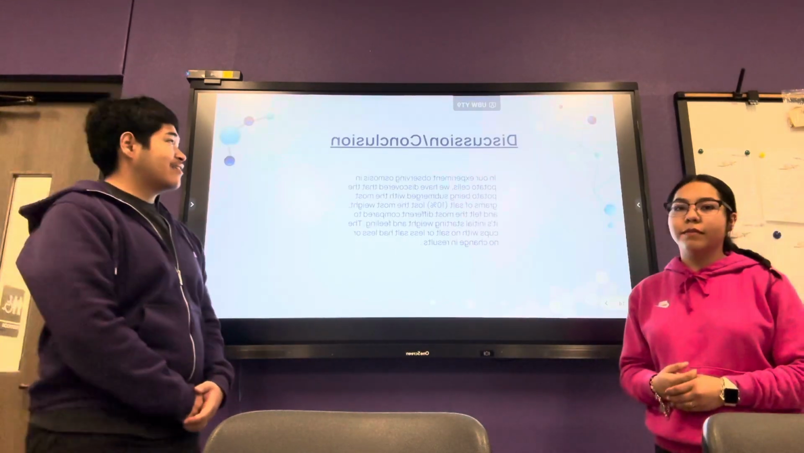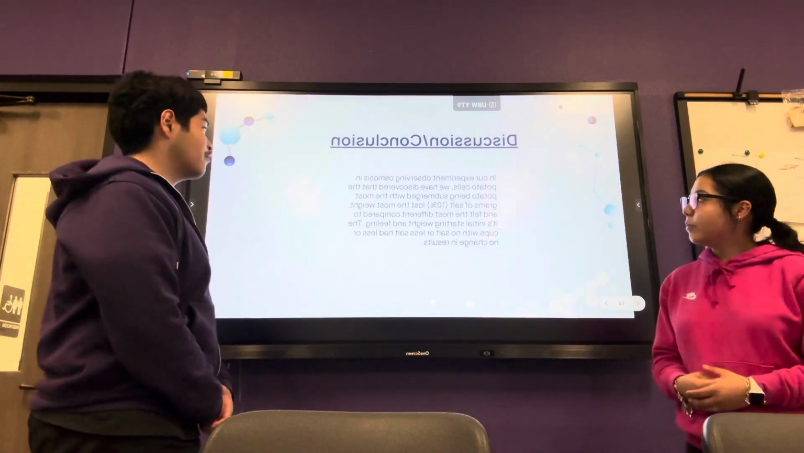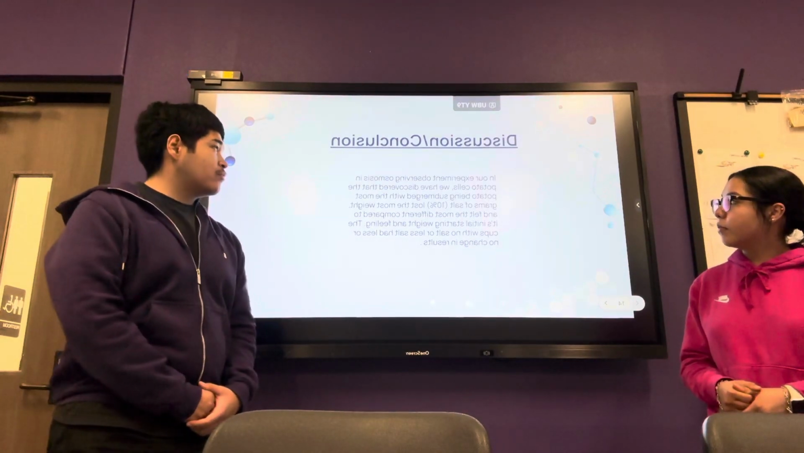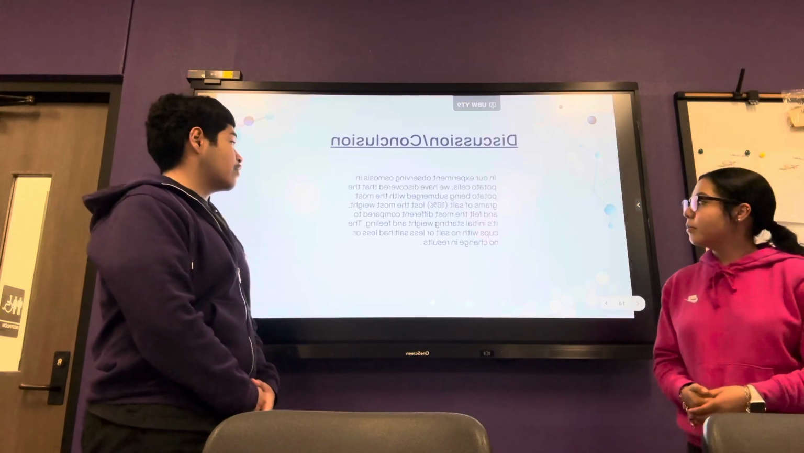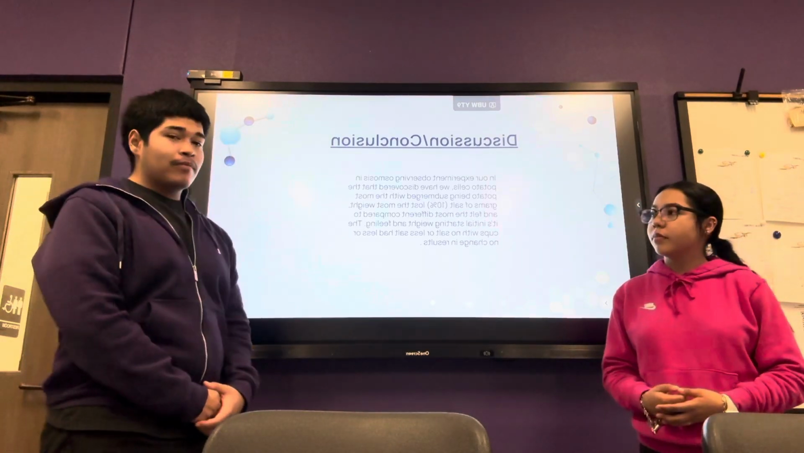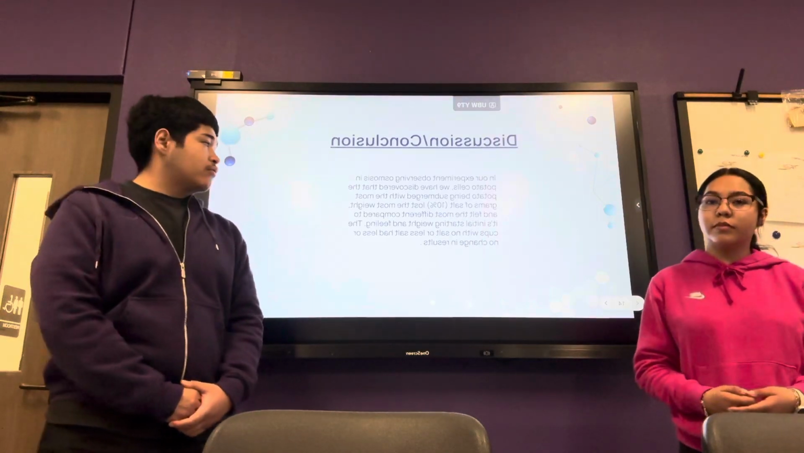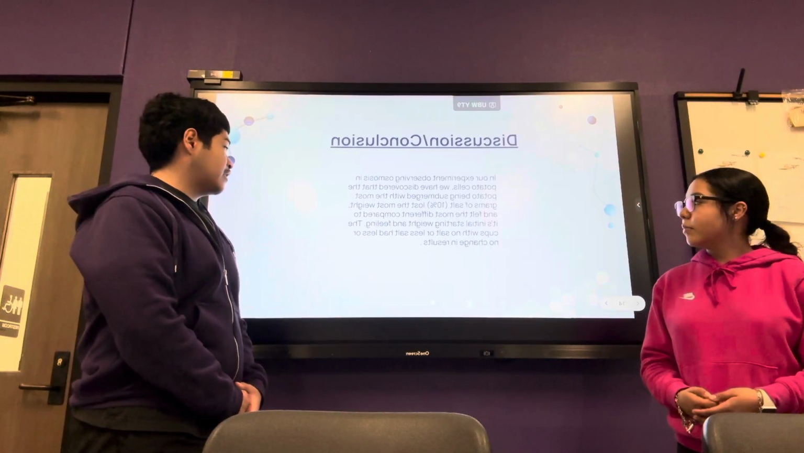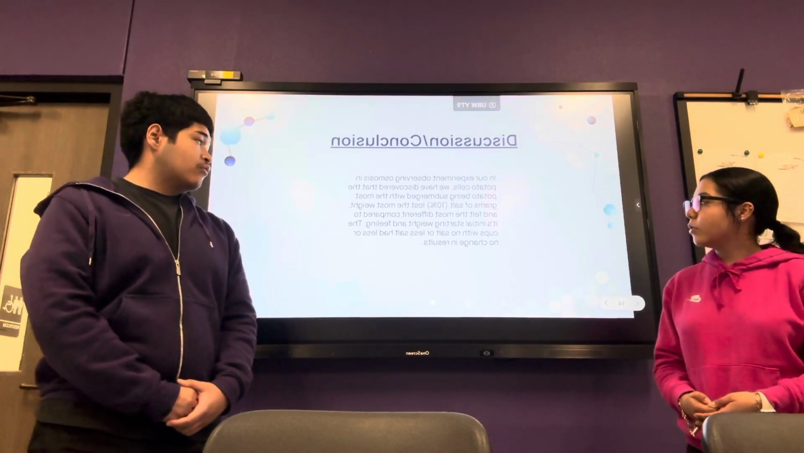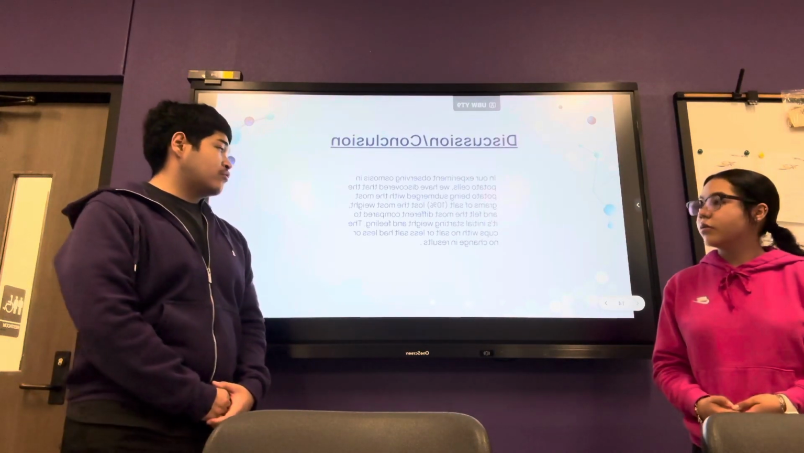Our discussion and conclusion. In our experiment observing osmosis in the potato cells, we discovered that the potato submerged in the most salt, 10%, lost the most weight and felt the most different compared to the initial starting weight and feeling. The cups with no salt or less salt had less or no change in results.